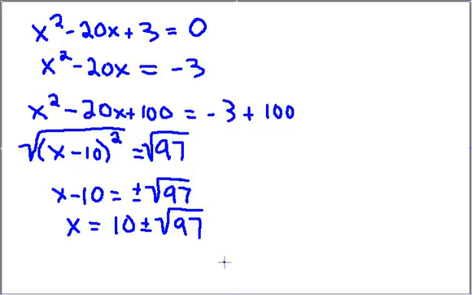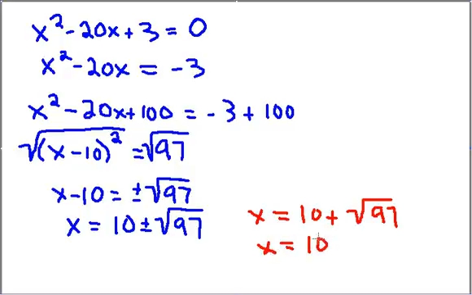So our two answers for this particular problem will be x equals 10 plus the square root of 97. And then our second answer will be x equals 10 minus the square root of 97. So as you can see here, completing the square can be a very beneficial strategy for solving quadratic equations.